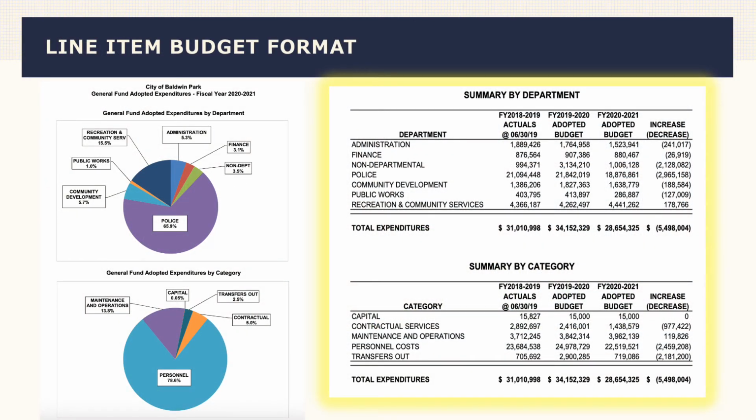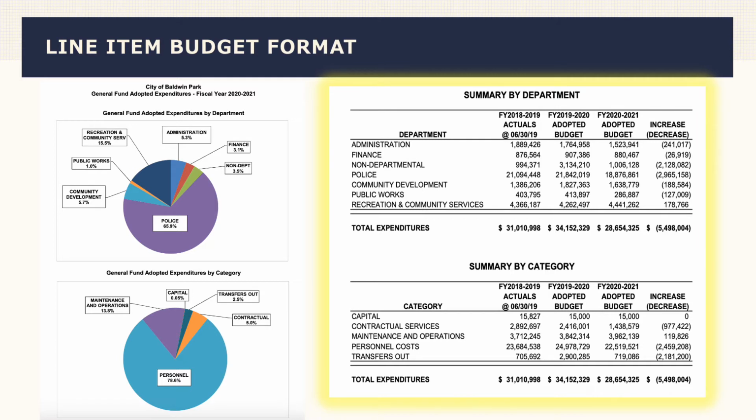So the city of Baldwin Park uses the line item budget format. The line item budget authorizes managers to spend only up to the specified amount on each line item. Line item budgeting includes object codes or expenditure codes, which include major categories.